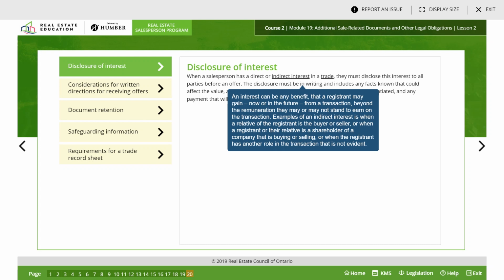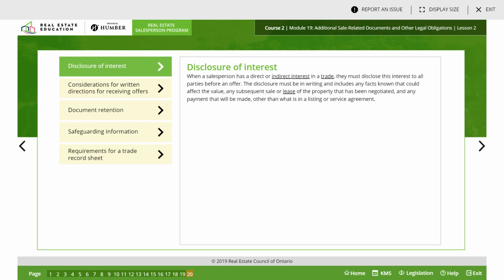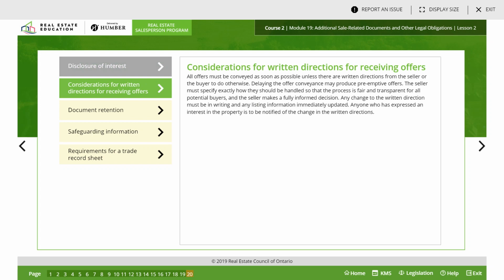Indirect interest. An interest can be any benefit that a salesperson may gain now or in the future from a transaction beyond the remuneration that they may or may not stand to earn on the transaction. So for example, if the person trading the property is a salesperson's relative or something, that could be something that you need to disclose, I guess.